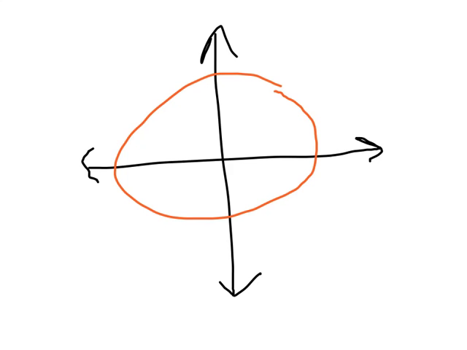Is this graph linear? No. Is it a function? No, for every x value, you have 2 possible y values. For this x value, you could go up here or you could go down there.